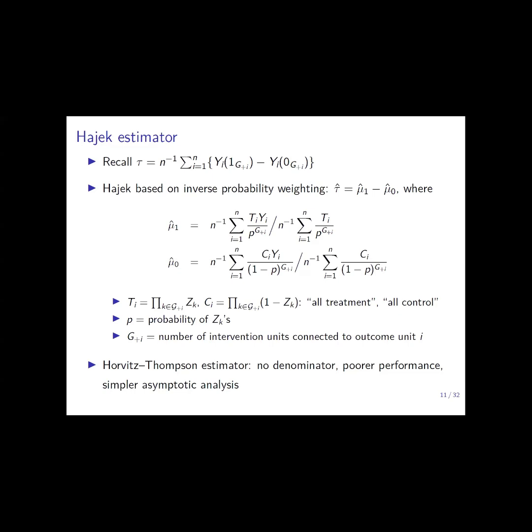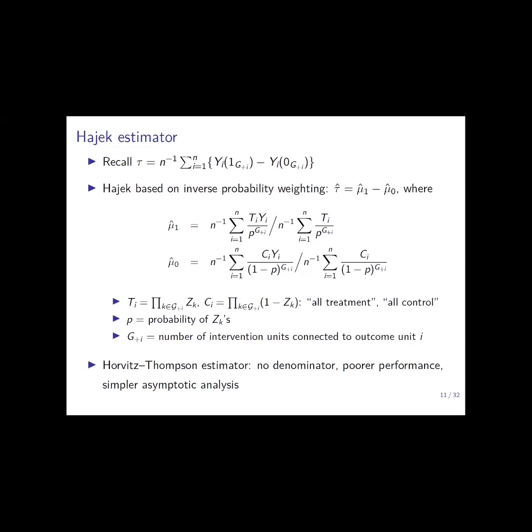We focus on Hajek, which is a little ugly here. There are some terms here to normalize the probability, but you can ignore it. You can go back to the Horvitz-Thompson estimator, but usually it's worse than Hajek, but the theory for Horvitz-Thompson is actually simpler. Is this part clear?